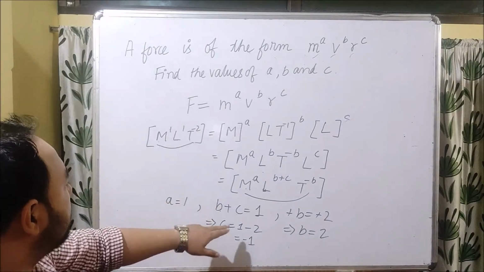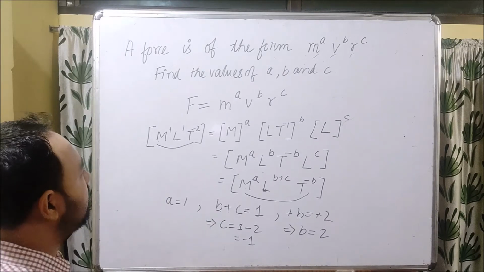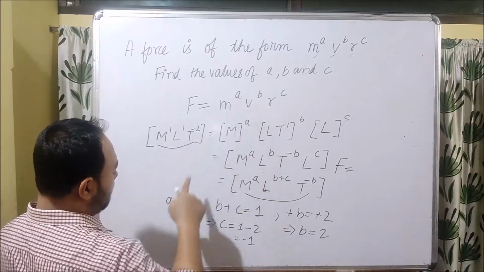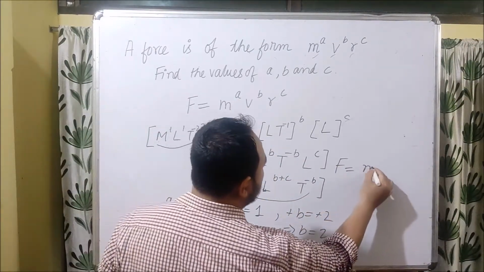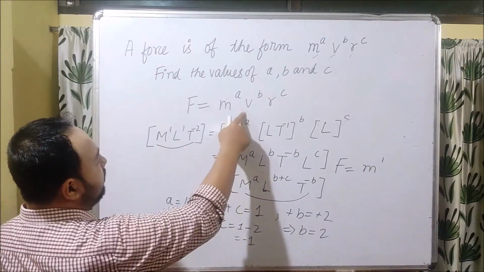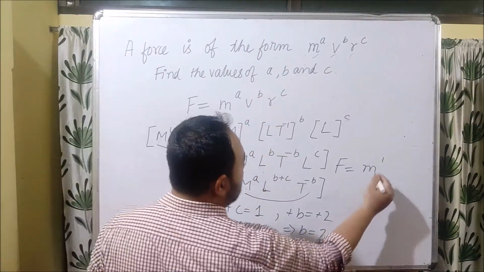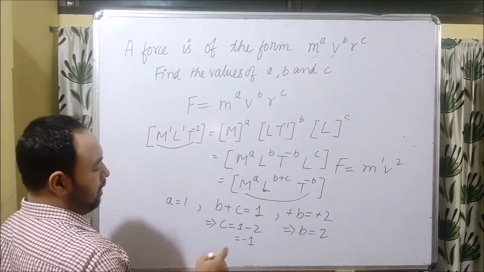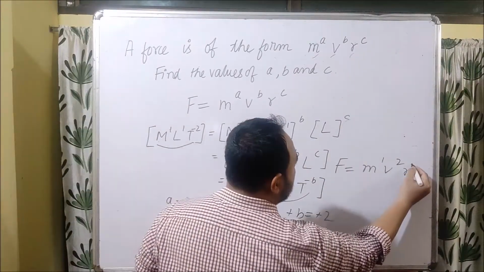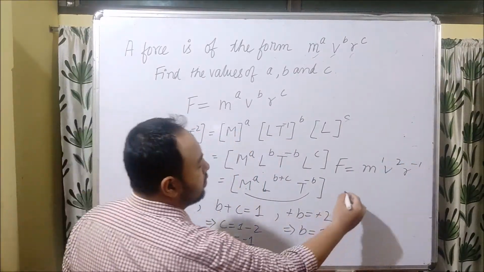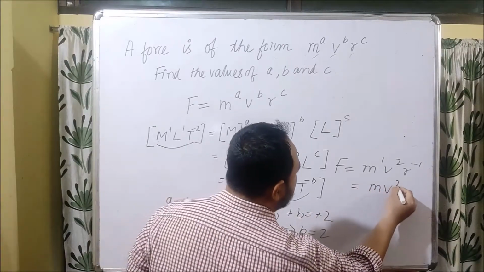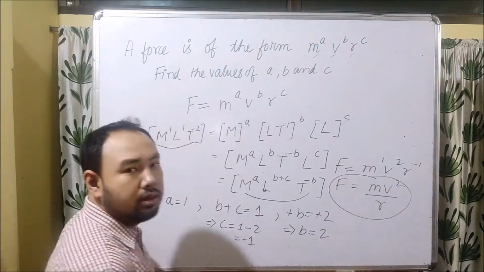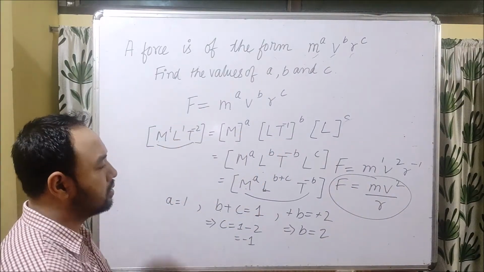So putting these values of a, b and c, we will find the force to be of the form m to the power a, so m to the power 1, v to the power b, so v to the power 2, and r to the power c, so r to the power minus 1. So this force will become m v square by r. Okay, so what kind of force is this? This is the formula for centripetal force.